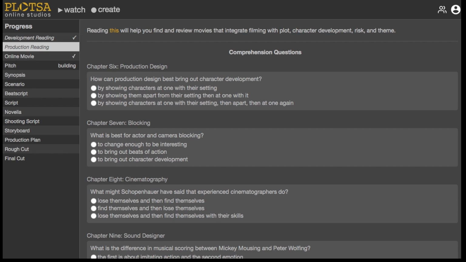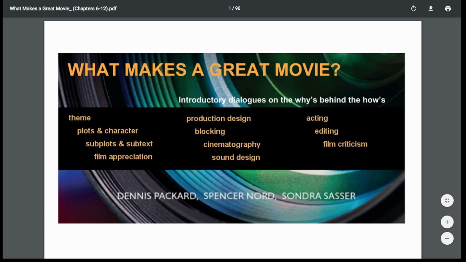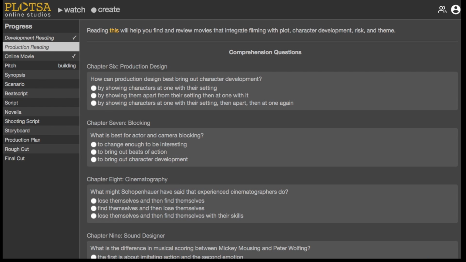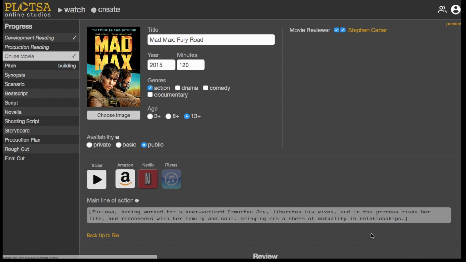To qualify to peer review, you need to read and pass quizzes on the reading material in the upper left on film development and production. The readings are dialogues about the fundamental qualities of great films. You can take the 2 quizzes multiple times to pass them. You'll probably pass the first time. To become a reviewer, you also need to submit an online movie you like and create a logline for it and have it reviewed by staff.